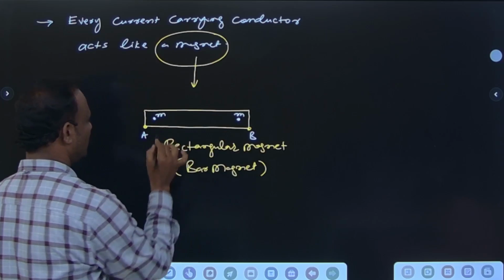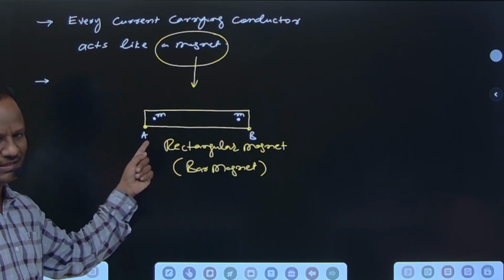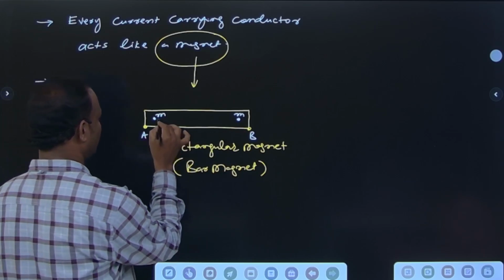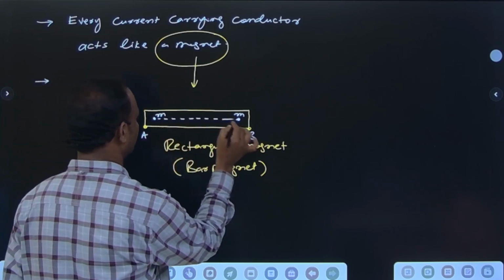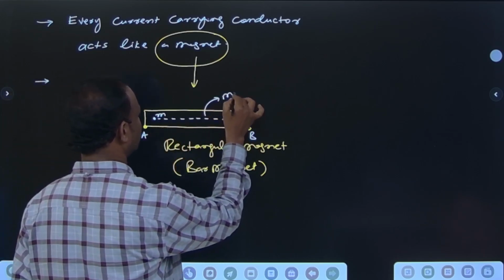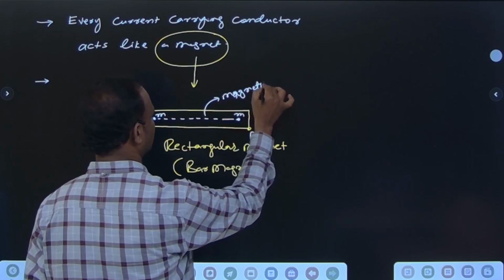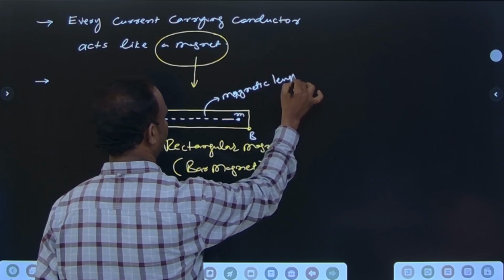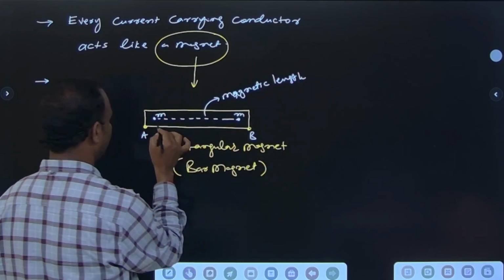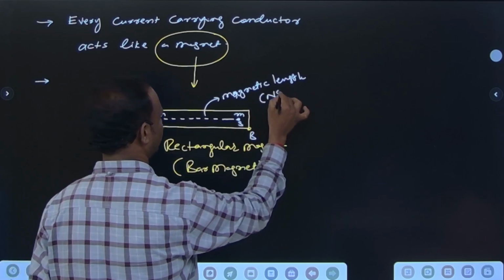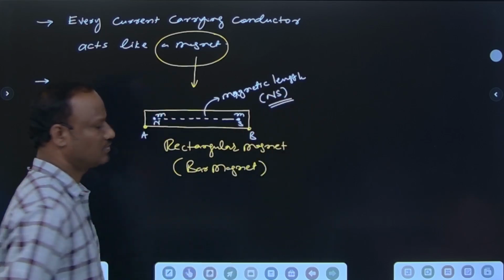Pole strengths are a little closer, a little inside from the actual length. So this length is called what? Magnetic length. So what is the magnetic length? It is the distance between the north and south pole, NS direction. Magnetic length means NS.